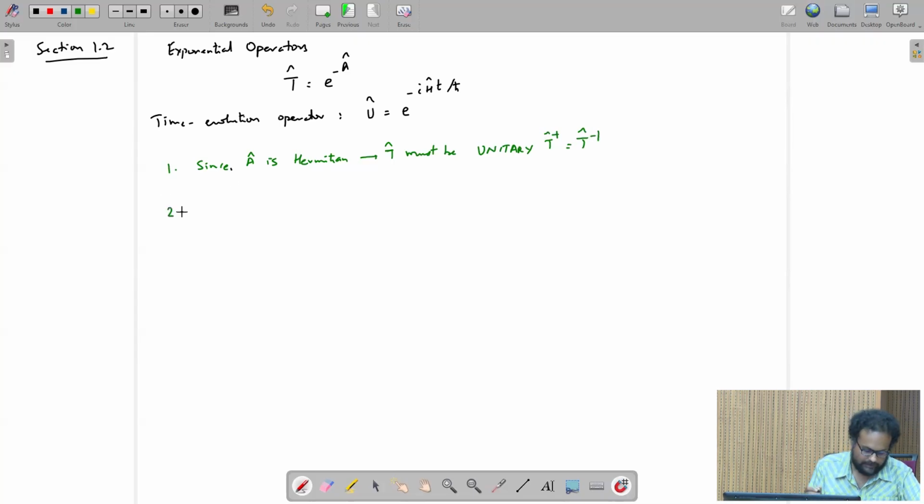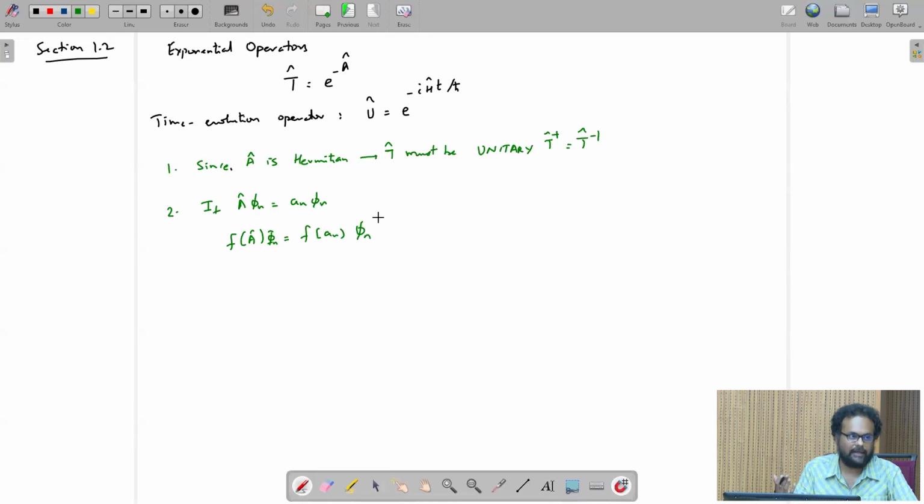The second thing is, if A phi n equals a n phi n, then the eigenstates of A are also eigenstates of T. Eigenvalues of T are some functions of eigenvalues of A. These are two important properties that are worth noting down, which may be useful later on.